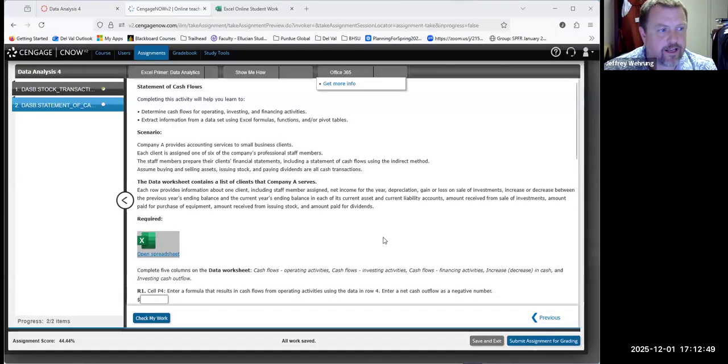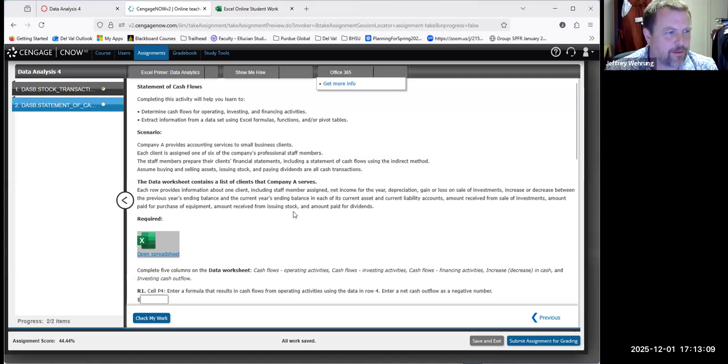Okay, now we're going to do the second problem, the statement of cash flows. Okay, data analysis problem. So again, I haven't looked at this, so this will be fun to do it together. Okay, statement of cash flows. Completing this activity will help you learn to determine cash flows for operating, investing, and financing activities.